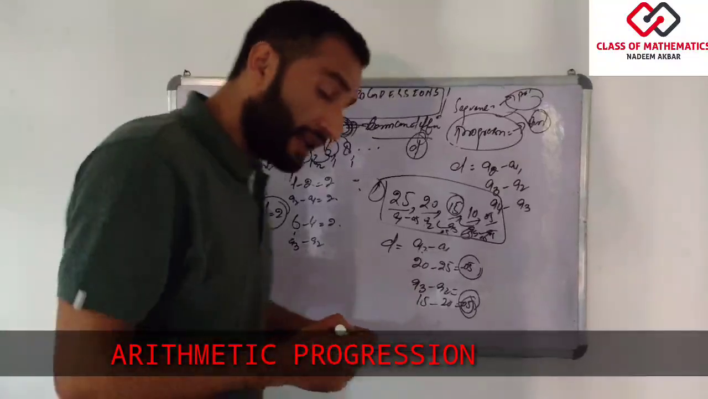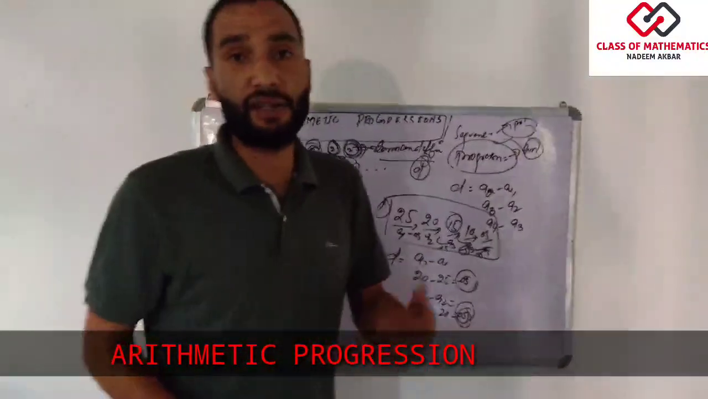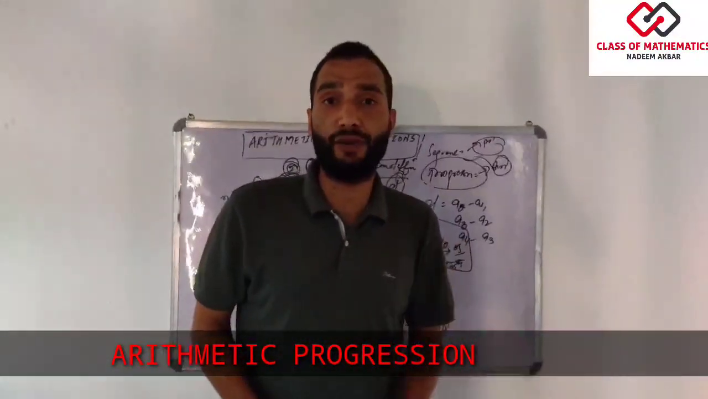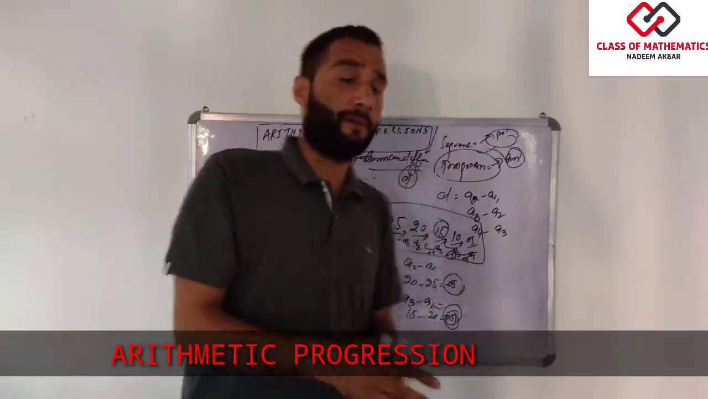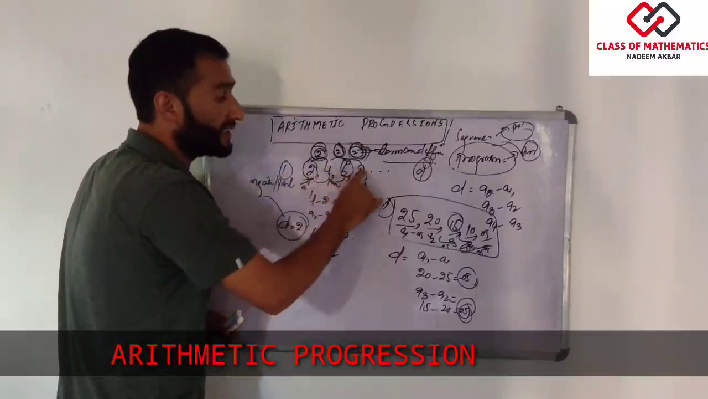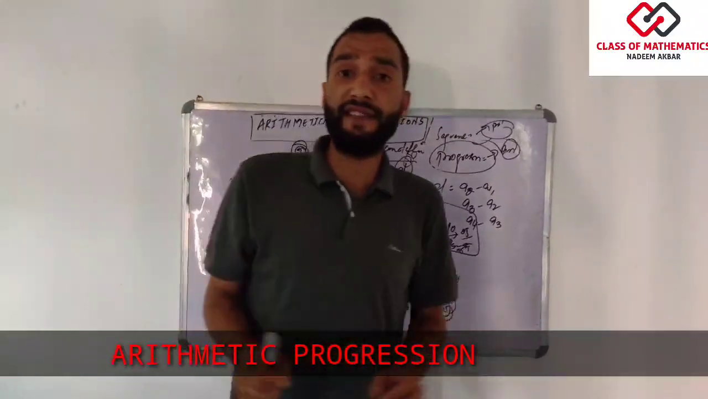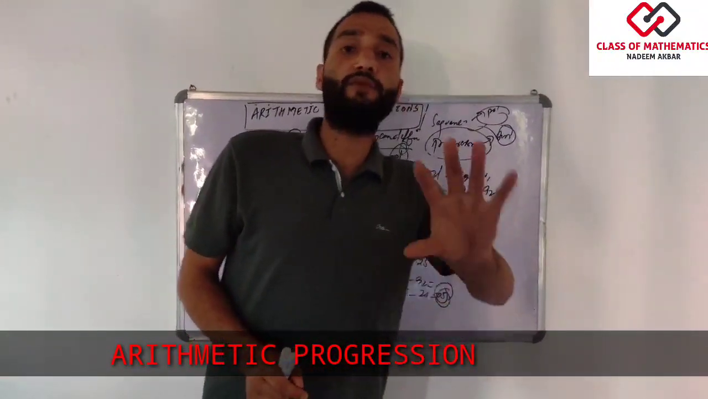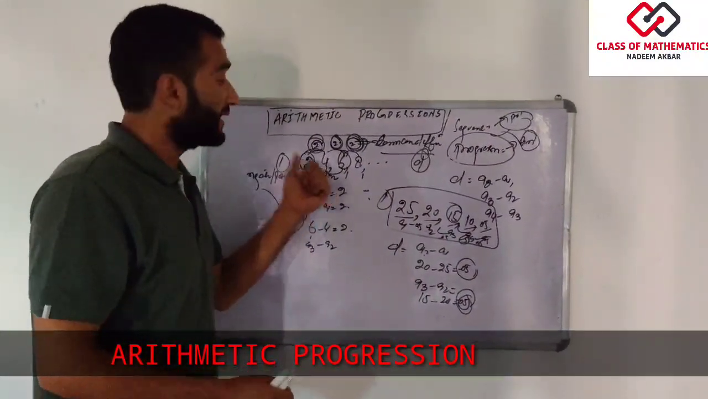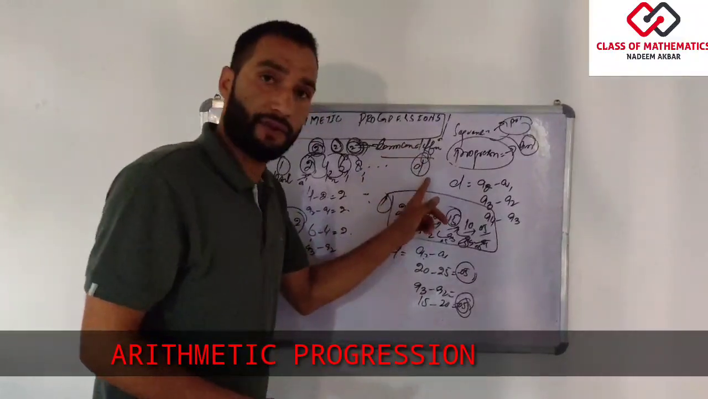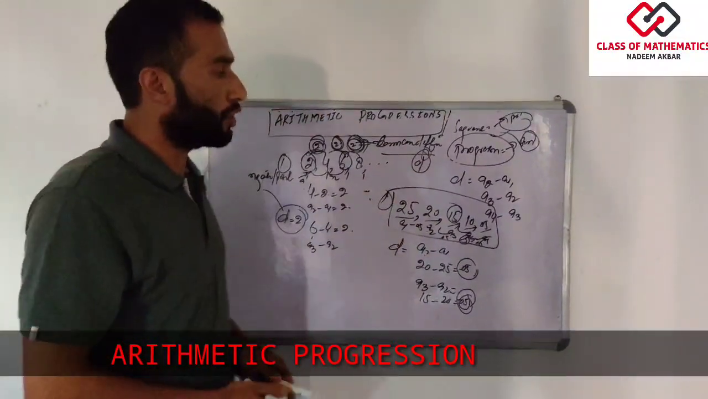So we can define AP: an arithmetic progression is a sequence in which each term, these are known as the terms 2, 4, 6, 8, is obtained by adding a fixed number to the previous term. That fixed number we call the common difference. That's denoted by D.